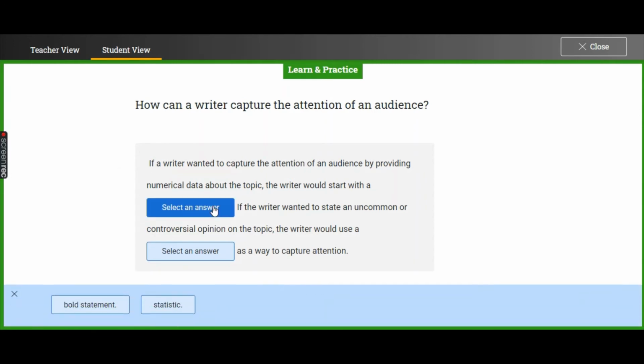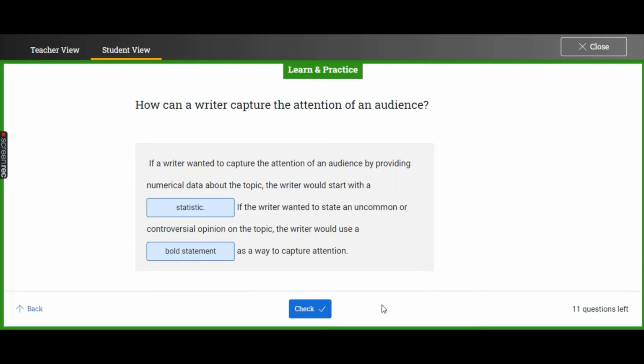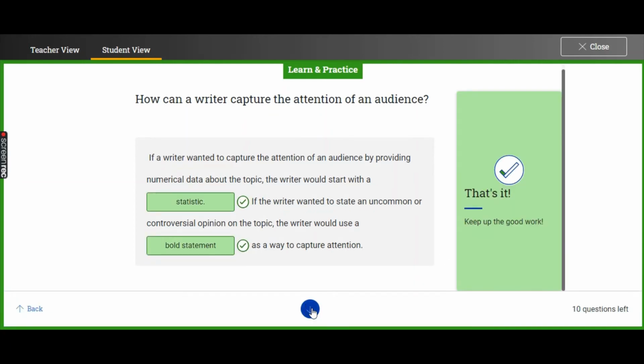Alright, so again, numerical data, that is a statistic, and then a bold or uncommon or controversial opinion would be a bold statement. Check, and let's move on.